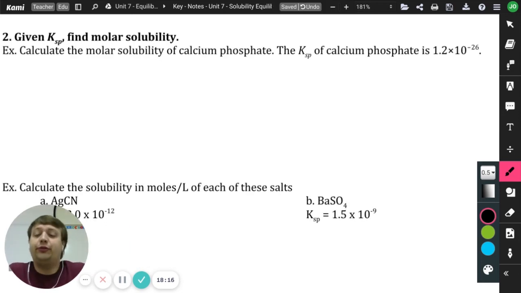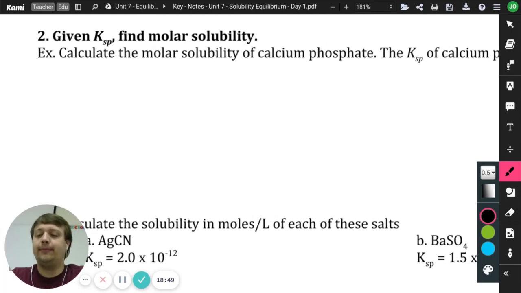Okay, so the second way that we can solve for our KSP is actually given KSP, so solving for the solubility equilibrium. So given our KSP, we actually solve for our molar solubility. Now, with this one, we are going to have to use a Rice table. It says calculate the molar solubility of calcium phosphate. They tell us the KSP of calcium phosphate is 1.2 times 10 to the negative 26.